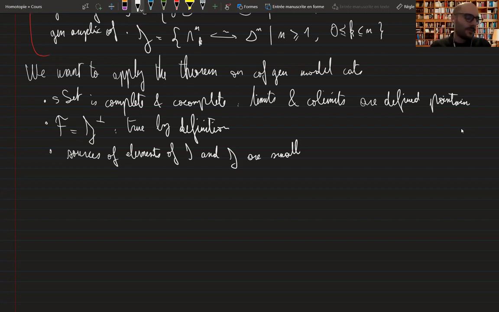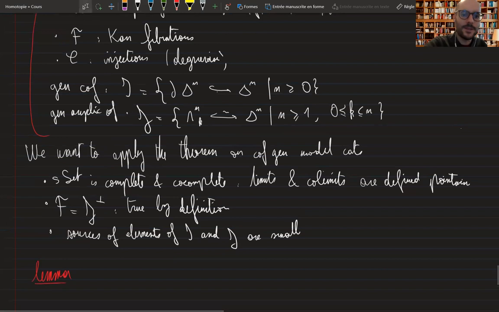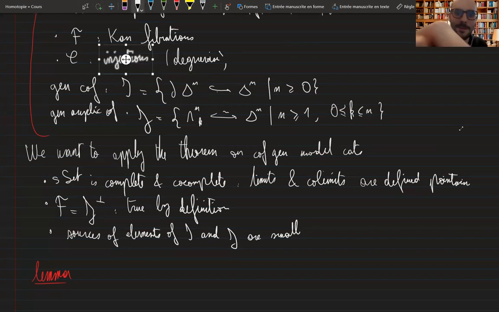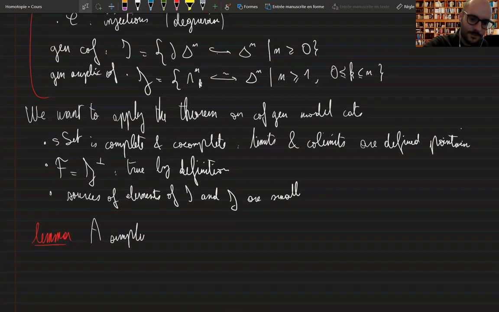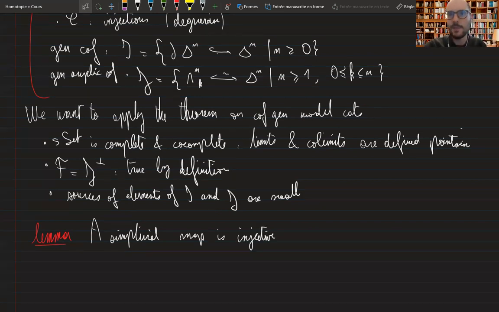So we are going to check a bunch of properties to check that the theorem can be applied. So the first lemma is that these generating cofibrations actually generate the cofibrations that we have here, that is to say injective maps. A simplicial map is injective, and whenever I say this, I mean injective degree-wise, right? In each degree it's injective. If and only if it is in this thing here. So it means that this I actually does generate our cofibrations.